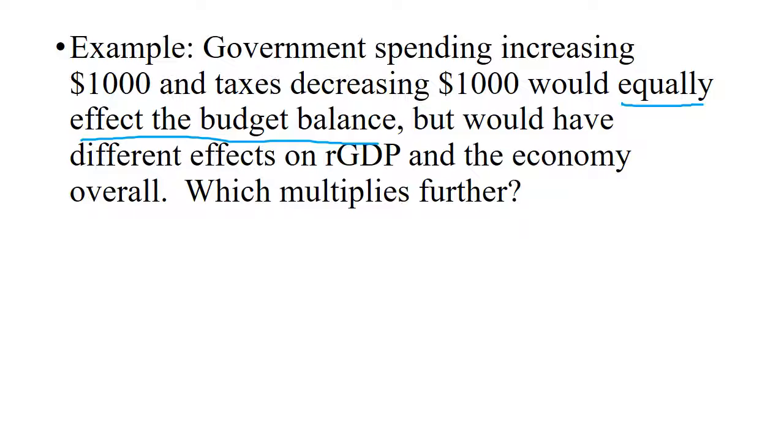So in terms of deficits and surpluses, we would not see that effect. But there's a difference between the budget balance and the overall effect on real GDP or the economy as a whole. They don't multiply as far. So the original effect of the budget balance doesn't show the multiplier. The total effect on real GDP does. So do you remember which one multiplies further?